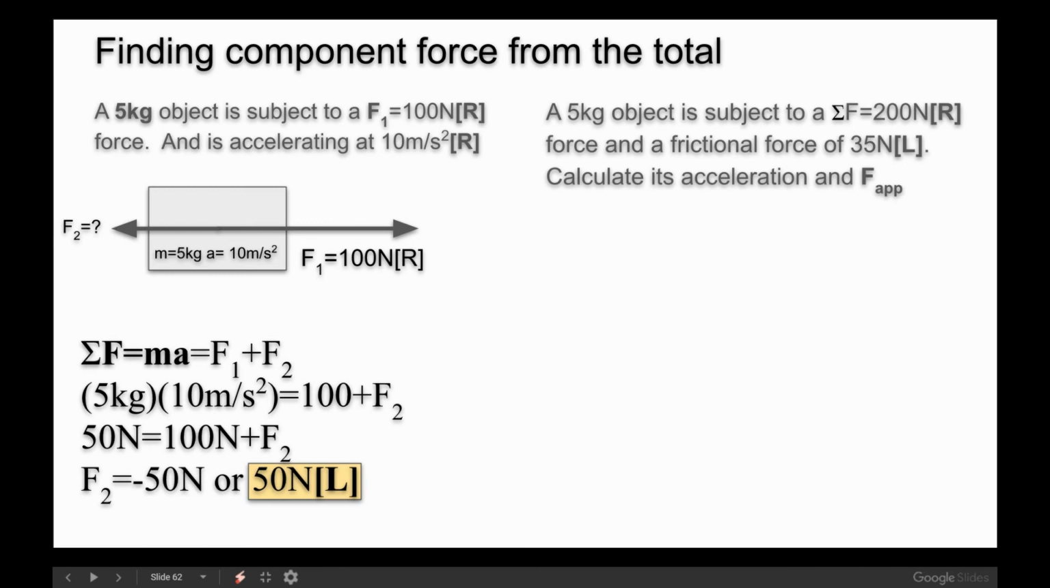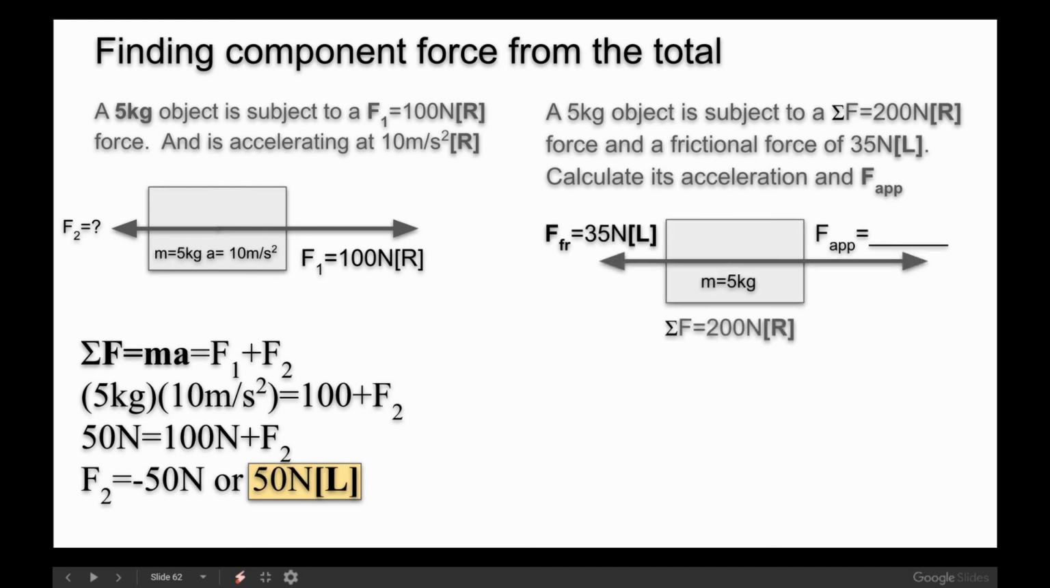A 5 kilogram object is subject to a total force of 200 newtons to the right and a frictional force of 35 newtons to the left. Calculate its acceleration and the applied force. What do I mean by applied force? That is often referred to as like this is the kid tugging his sleigh and the frictional force is 35 newtons. I am not going to make you write down F app means applied.